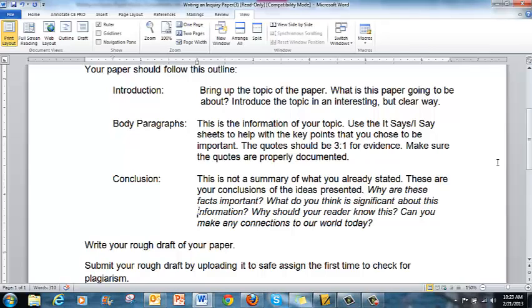You have to remember not to repeat yourself. Don't keep repeating the same points over and over again. For example, if you're writing about Emmett Till, the last thing you want to do is keep saying he was beat up by 2 white men. Yeah, we got it. Move on. Okay? So you can use your It Says, I Say sheets to help you with this.